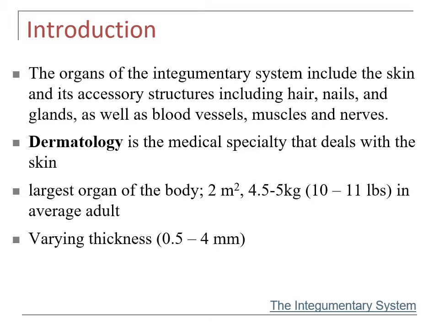system. The skin, also known as the cutaneous membrane, covers the external surface of the body and is the largest organ of the body in weight. In adults, the skin covers an area of about 2 square meters and weighs 4.5 up to 5 kilograms, which is about 10 to 11 pounds, and which is about 7% of the total body weight. And it ranges in thickness from 0.5 millimeters to 4 millimeters.